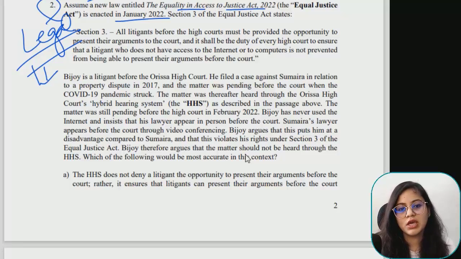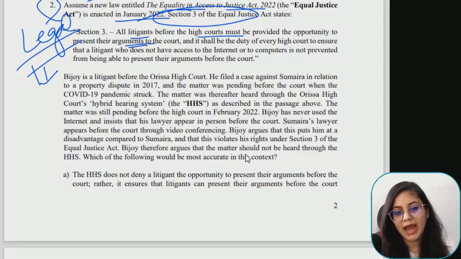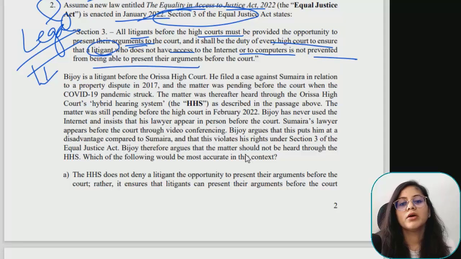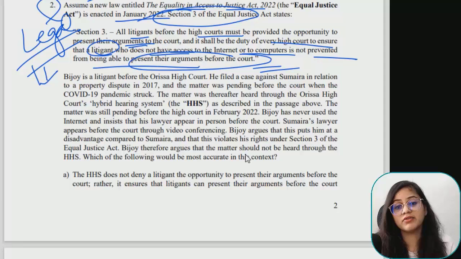Here they've said there is a new law called Equality in Access to Justice that has been introduced. Section 3 of this Act says that all litigants before the High Court must be provided the opportunity to present their arguments. And it is the duty of every court to ensure that any litigant who does not have access to the internet or computer is not prevented from presenting their arguments before the court. So this is talking about the fact that if the litigant does not have access to computers, he should not be prevented from presenting the arguments.